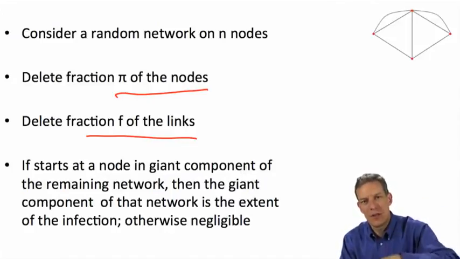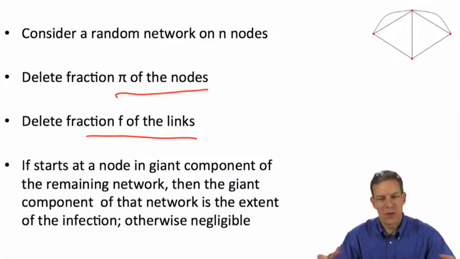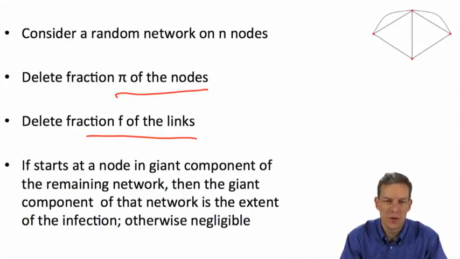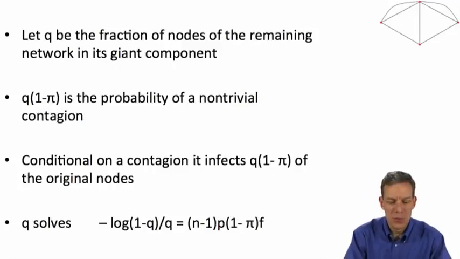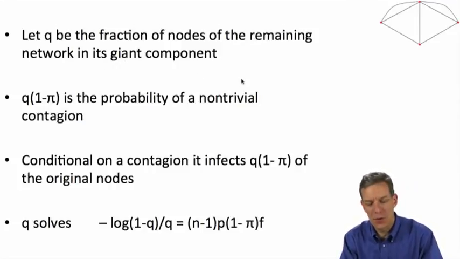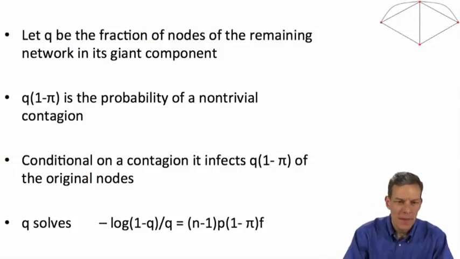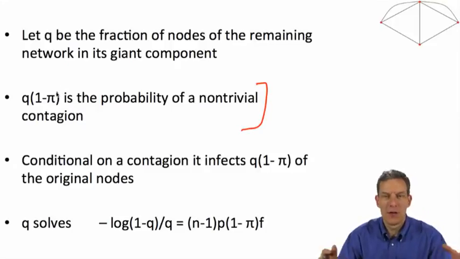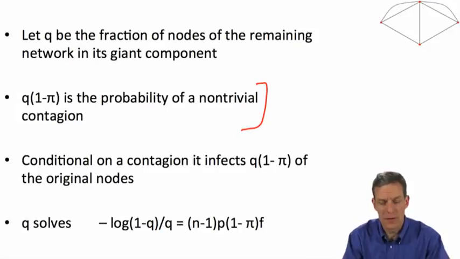And if we get an infection in a giant component on what's left, then it will reach whatever the giant component is on what's left, and otherwise we don't get an infection. So it's a very simple extension to incorporate these things. If we let Q be the fraction of nodes remaining on the network in the giant component, then Q times 1 minus P is the probability of having a non-trivial contagion, and that's also the extent of the infection.